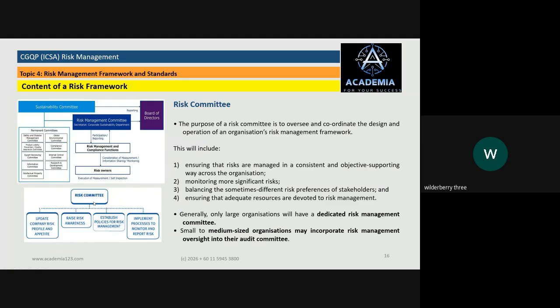So you see what the risk committee is doing: updating the company risk profile and appetite, raising risk awareness, establishing policies for risk management, and also implementing processes and monitoring the risk. The committee has a very comprehensive duty on a high level. Of course they address this to the chief risk officer. The chief risk officer delegates it down to the operational level, to the risk employees or risk assistants, or people dealing with this issue.